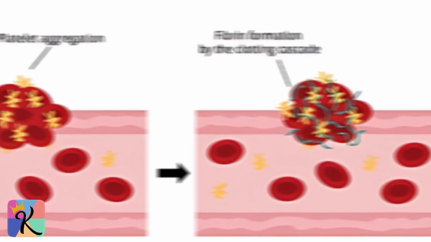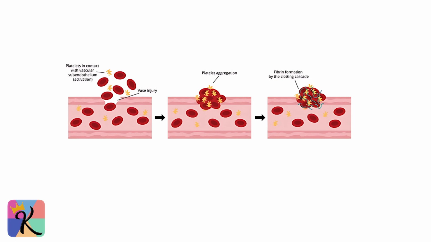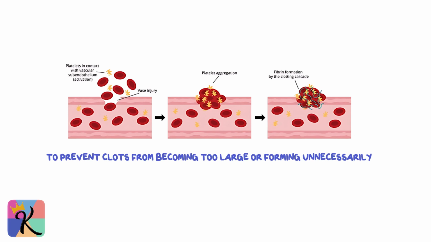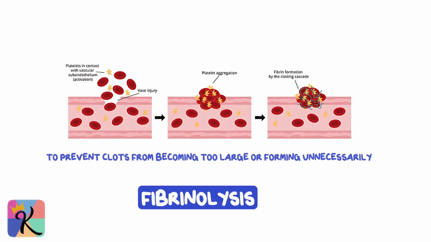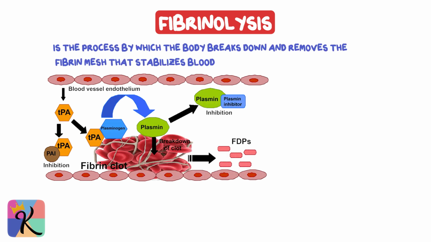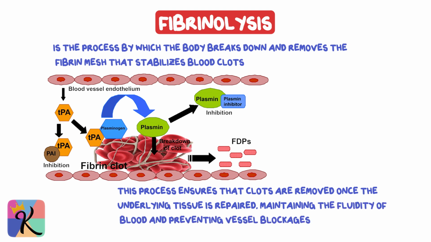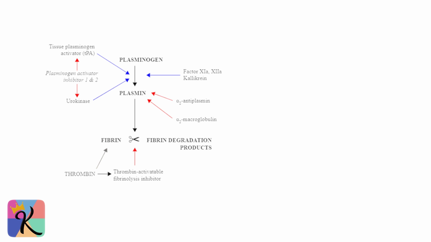While forming a clot is essential for stopping bleeding, it's equally crucial that the body regulates this process carefully to prevent clots from becoming too large or forming unnecessarily. This is where fibrinolysis comes into play. Fibrinolysis is the process by which the body breaks down and removes the fibrin mesh that stabilizes blood clots. This process ensures that clots are removed once the underlying tissue is repaired, maintaining the fluidity of blood and preventing vessel blockages. The primary enzyme responsible for breaking down fibrin is plasmin.